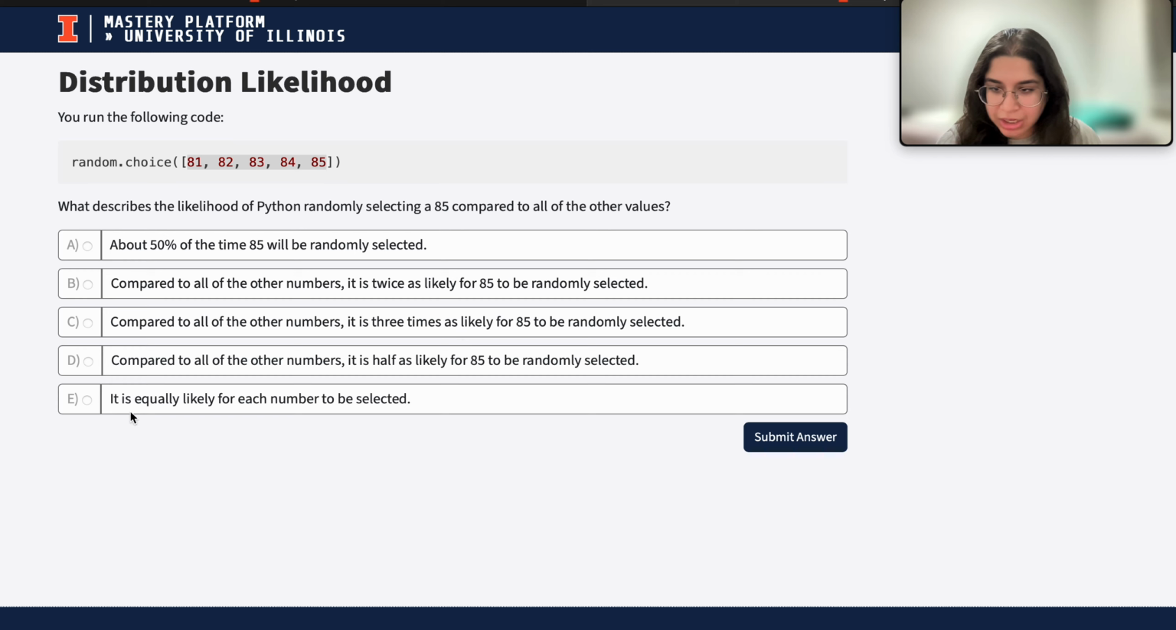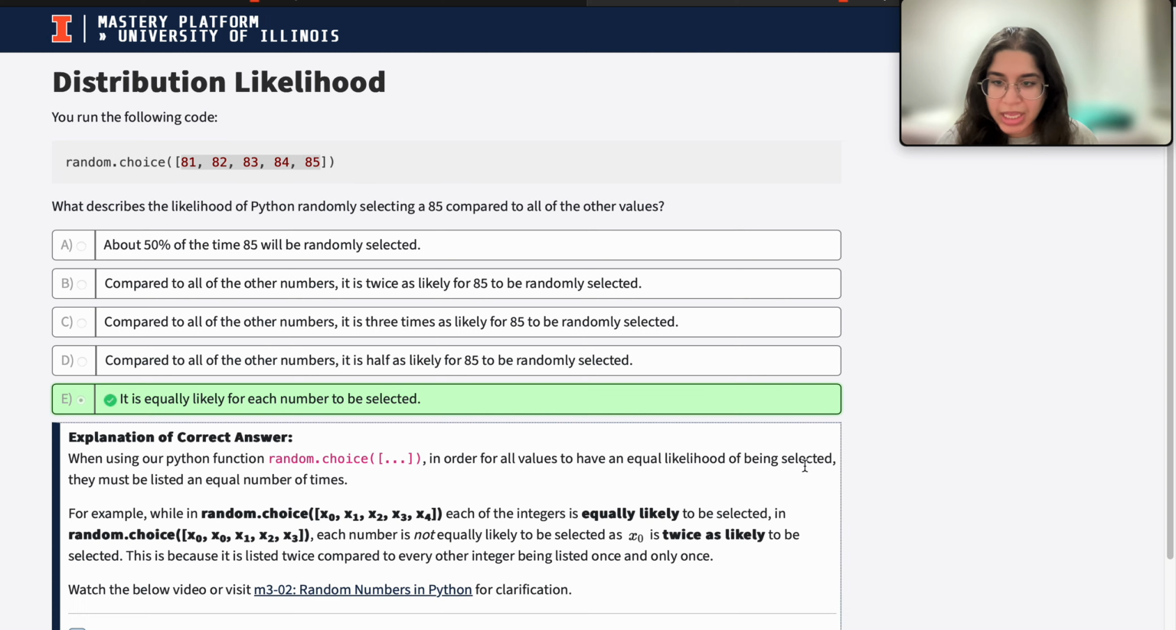So we can say here that answer choice E, it is equally likely for each number to be selected, would be the most representative, the correct answer here, because the probability of choosing any of these numbers is the same. It's 1/5. So answer choice E would be the correct one here.